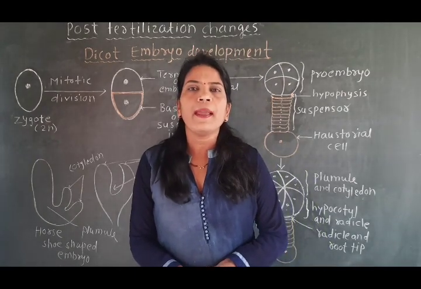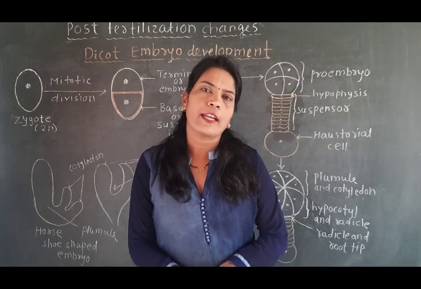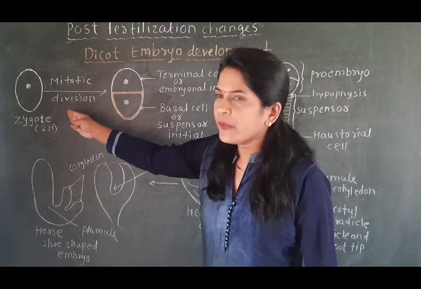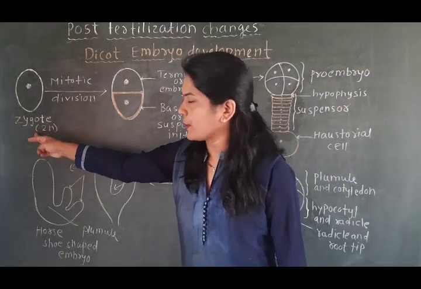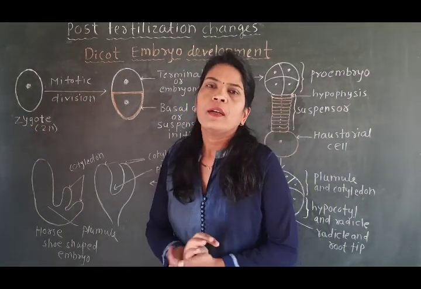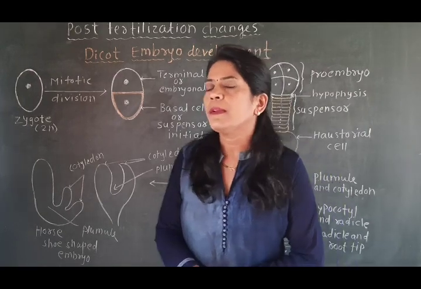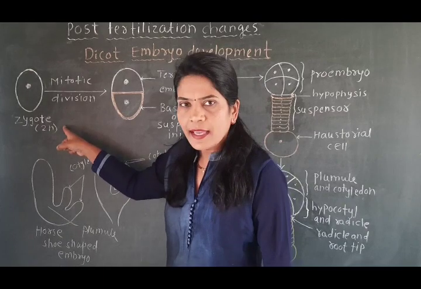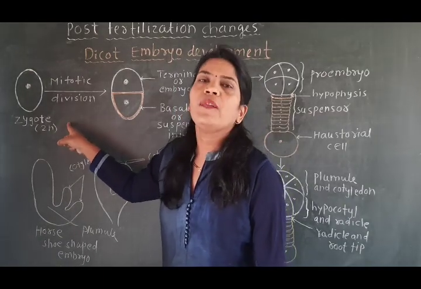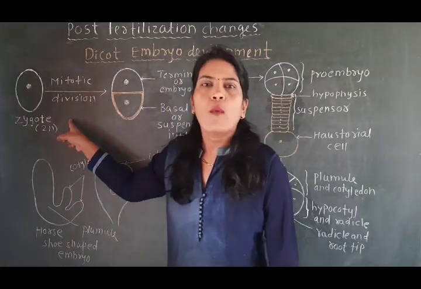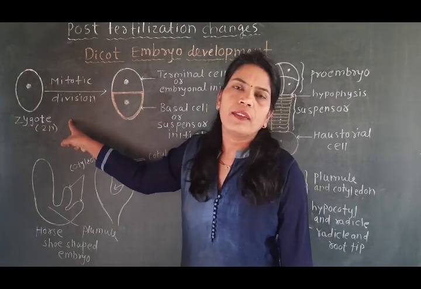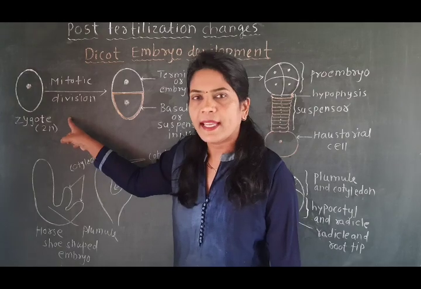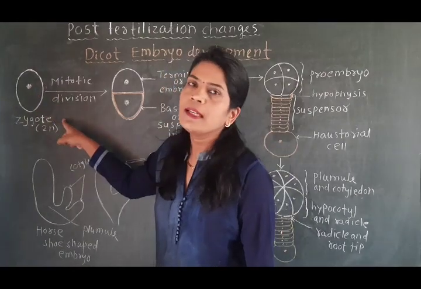See here what happens during the development of the dicot embryo. Here the first figure is of the zygote. How is the zygote formed in the embryo sac? We have seen in double fertilization, this zygote is formed after the fusion of one male gamete with the egg. After fusion of one male gamete with the egg, there is a development of the zygote.